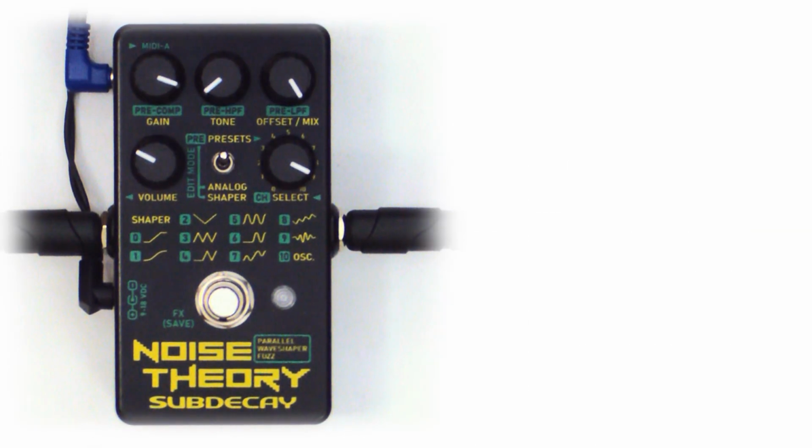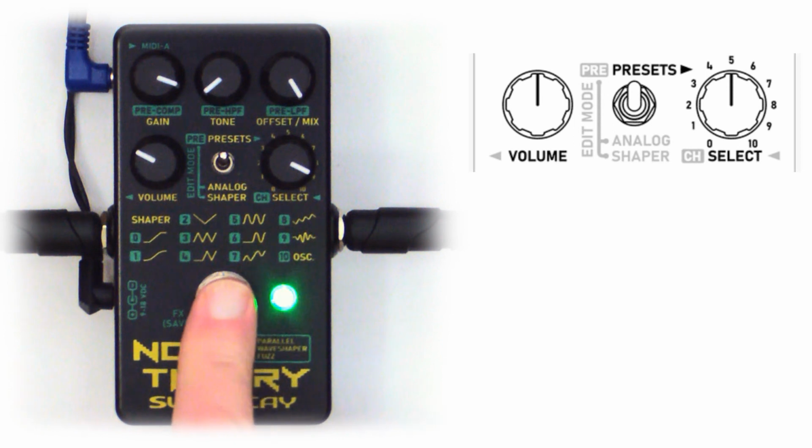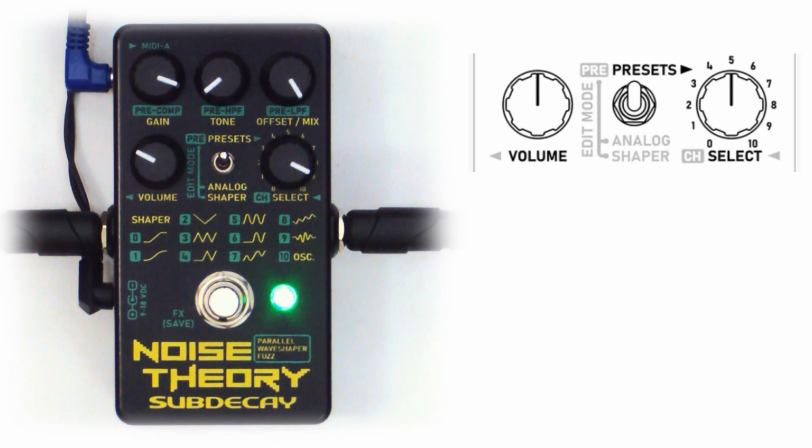Power up the noise theory with the edit mode switch set to presets. Press the effect switch to engage. Like you'd expect, the LED illuminates, letting you know the effect is on. From here, you can use the select knob on the lower right to change presets.